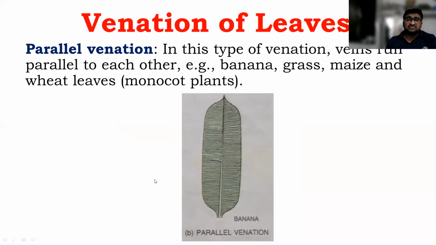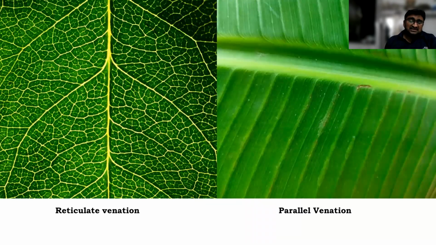Now, the second type of venation is parallel venation. As the name indicates, it is a very simple type of venation. In this type, all the veins are arranged parallel to each other. They have a definite pattern. The arrangement of the veins is in a definite pattern, and they are parallel to each other. Such an arrangement is known as parallel venation. In the leaves of the banana plant or in grass, maize, such venation is present.